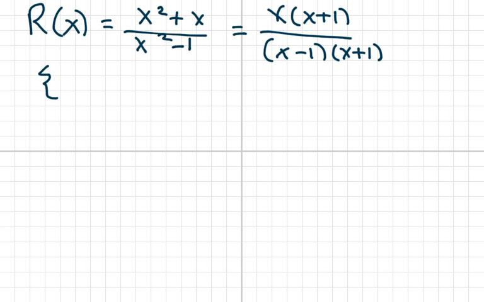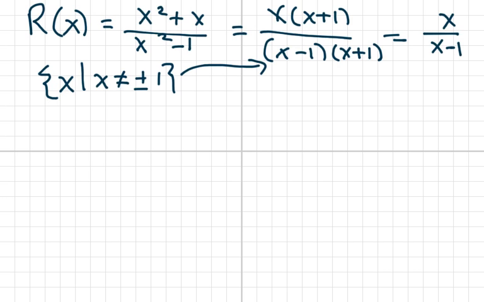And so the domain is going to tell us where it's discontinuous and where we're going to take our limits. It can't be plus or minus 1, because if you plug 1 or -1 here, it'll give you 0. And that means you have vertical asymptotes or a hole. Now when I reduce this, I'm going to get x over x minus 1. At positive 1, it's going to be a vertical asymptote. But when you plug in -1, you're going to get a hole.